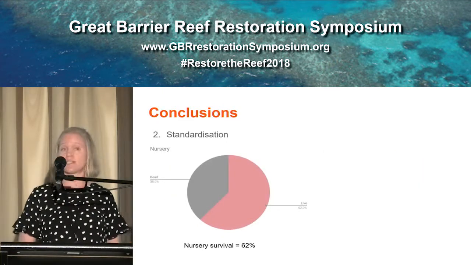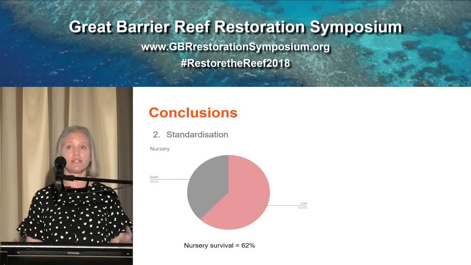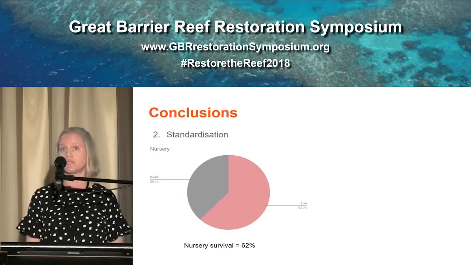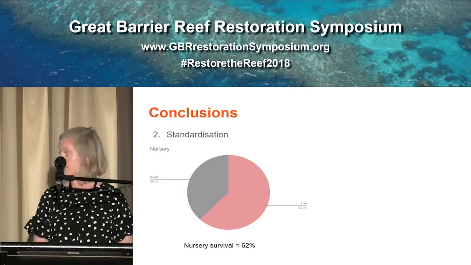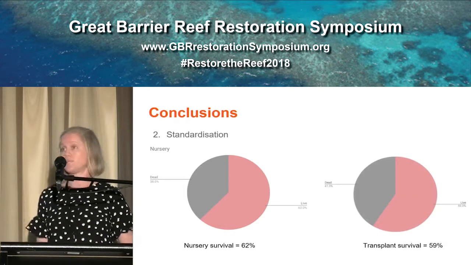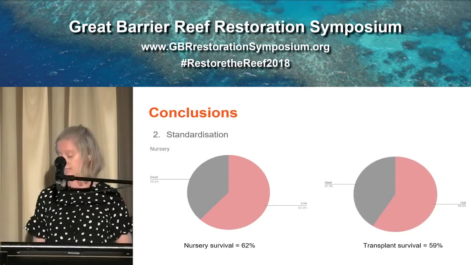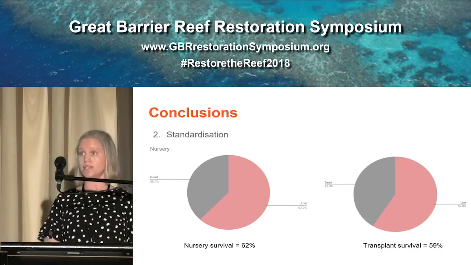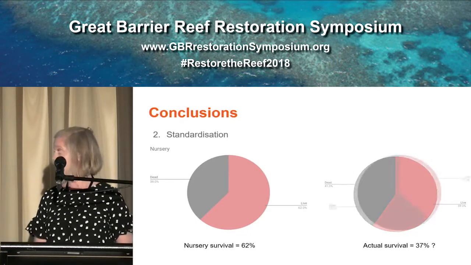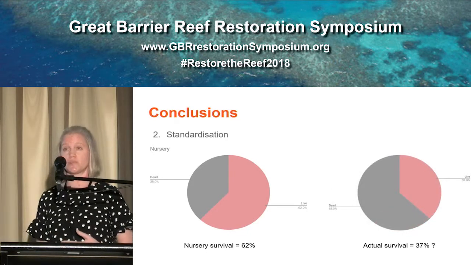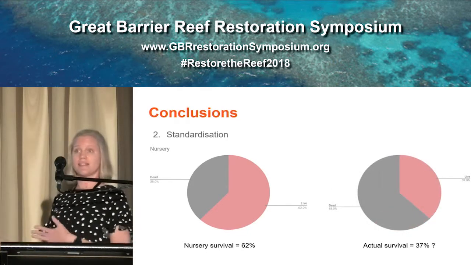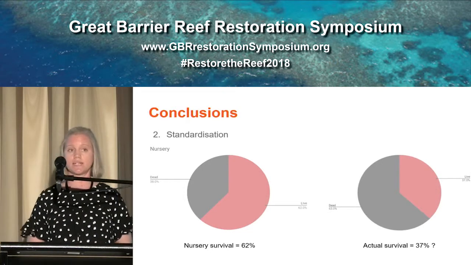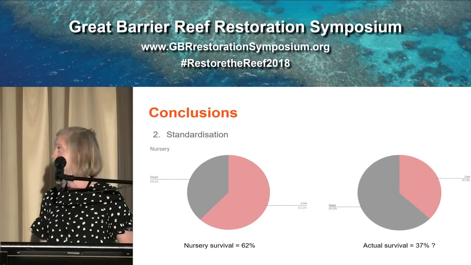When we're talking about projects that are multiple stages, what is the ultimate survival of our corals in those projects? If you have 62% survival in your nurseries, and then you have 59% survival in your outplants, is that really 59% survival, or is that 59 of the 62 that survived in your nurseries? So you're actually talking about a 37% survival. I'm not saying I think that that's how it is, I'm just saying that it's something we need to think about when we're reporting the success of restoration projects.